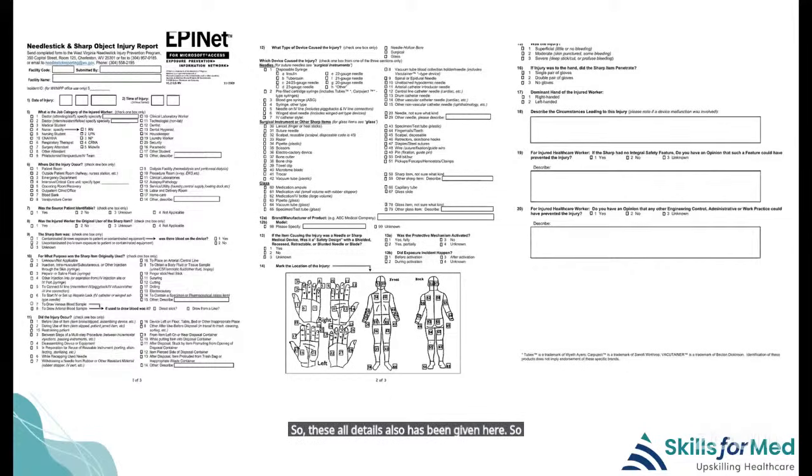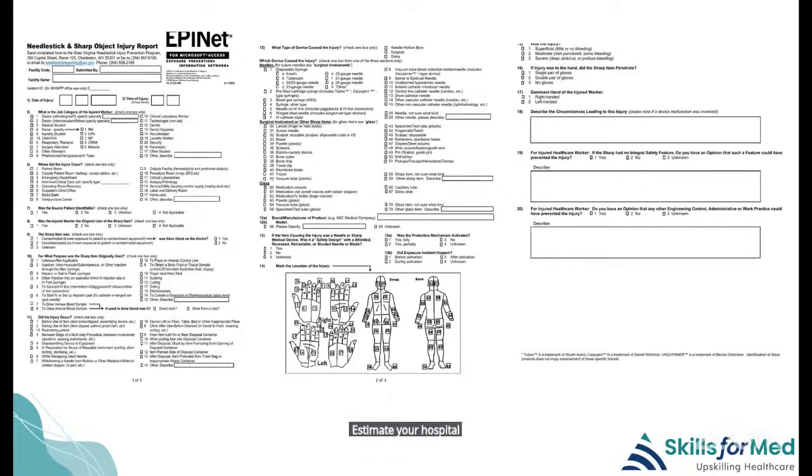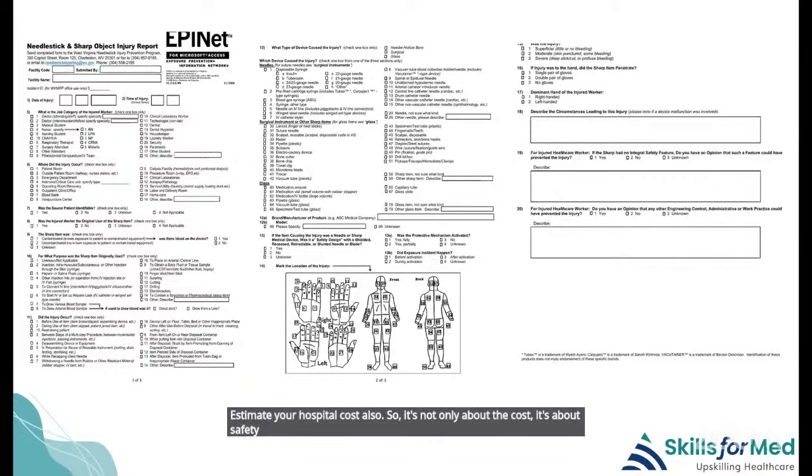For example, for one follow-up, it costs around 2,500 to 2,600, depending on hospital policy. If you go for a follow-up four times, you can estimate your hospital cost also. So it's not only about the cost, it's about safety, right? Preventing one injury can lead to organizational safety as well.